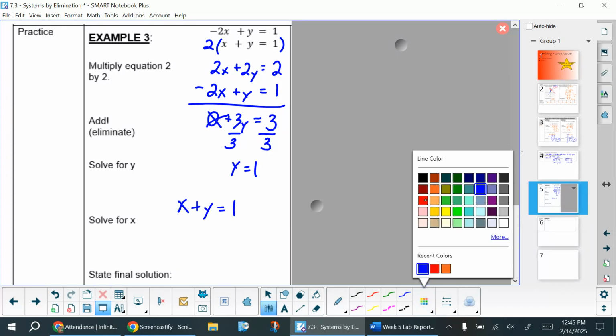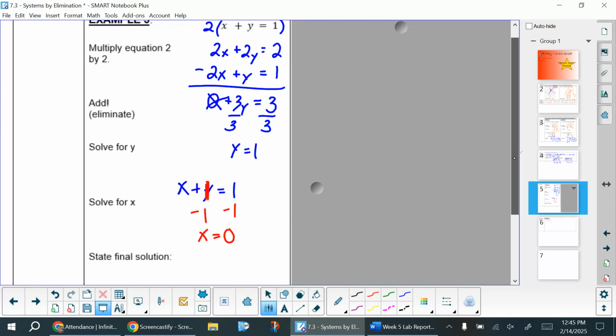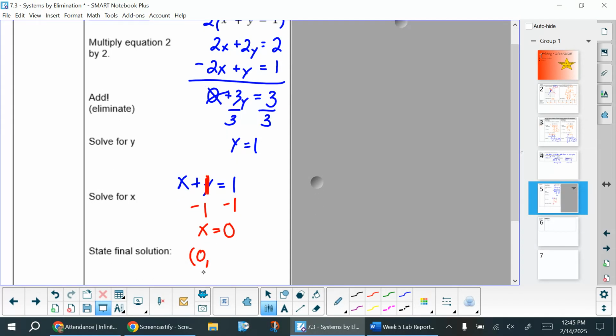And I'm going to replace the y. Since y is 1, I'm going to replace the y with 1. Subtract 1, x equals 0. And so my final solution is 0, 1.